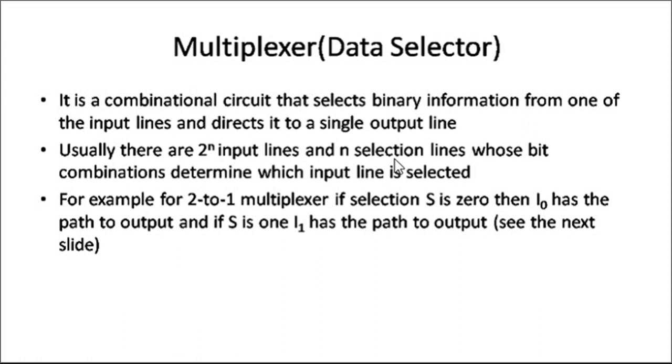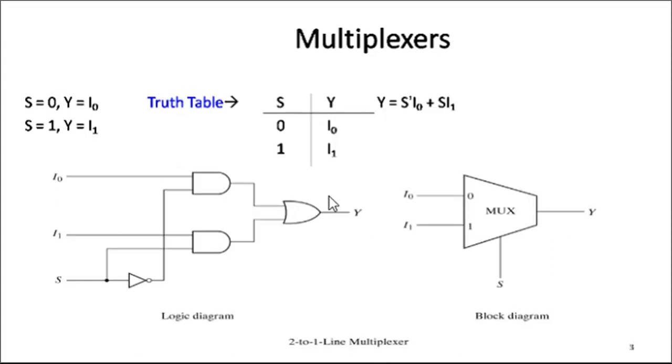Okay, so we can say that the multiplexer has many input lines and one output line. Out of that many, which line will be routed is decided by the select inputs. For example, in a 2 to 1 multiplexer, if the selection S is 0, then I0 has the path to output, and if S is 1, then I1 has the path to output. Then see the diagram, it will be clear.